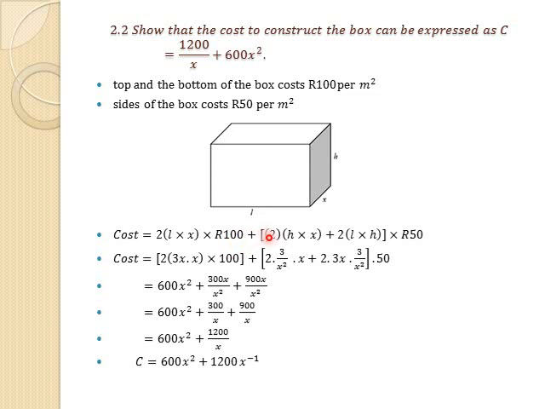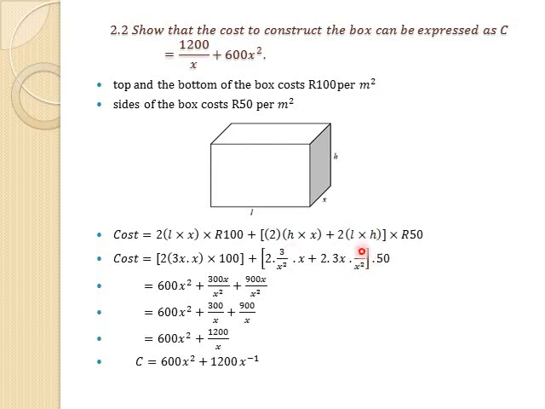Plus, for the sides, I have 2 times h times x, this side and the other side there. Then I have my length times the height, meaning the front and the back, also 2. And the cost of the sides is 50 Rand. So length was 3x. So 2 times 3x times x times 100, plus my height, remember I solved h, is 3 over x squared, times x, plus for my length 3x times my height, which is 3 over x squared, times 50.